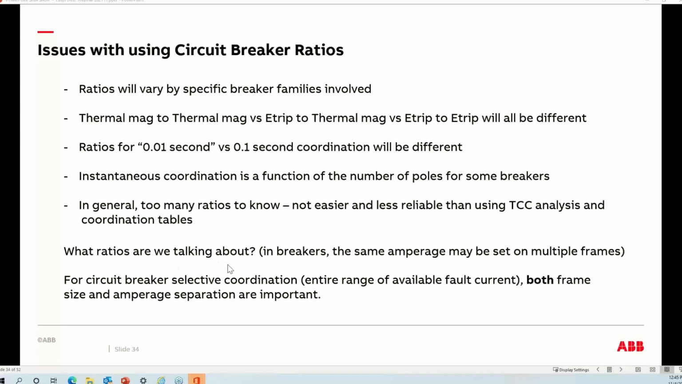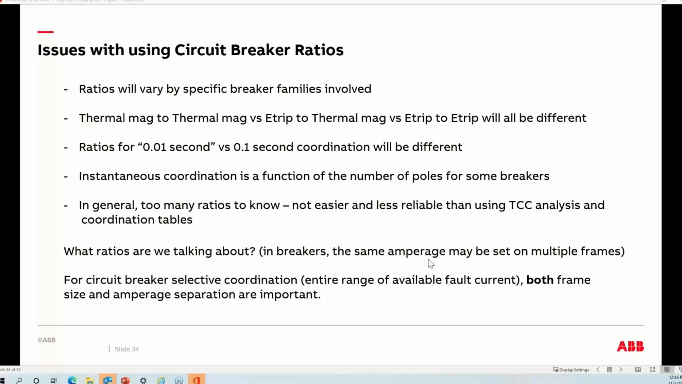I really didn't define what ratio I'm talking about, and I find that's a common theme when this conversation comes up in any forum. Folks tend to focus on frame separation, but really there are two things that should be considered when we're talking about breakers, because remember, in many cases I can have 2 and sometimes 3 different breaker frames provide the same amperage setting, so you really have a lot of flexibility there. But for breakers, you really need to look at both the frame separation and the amperage separation. So I like to use the term frame separation.